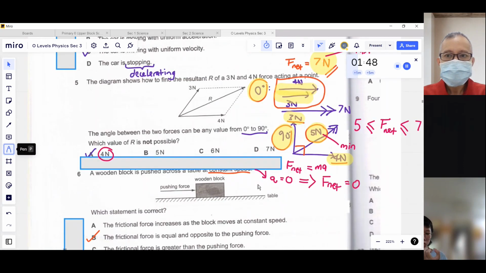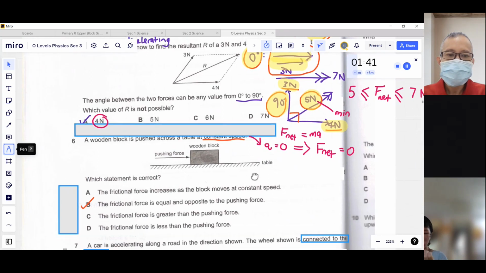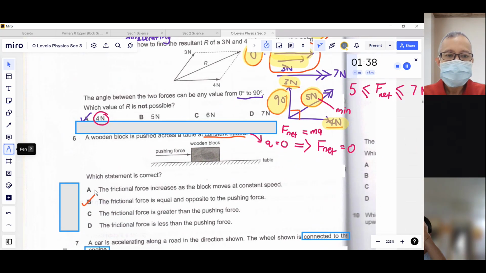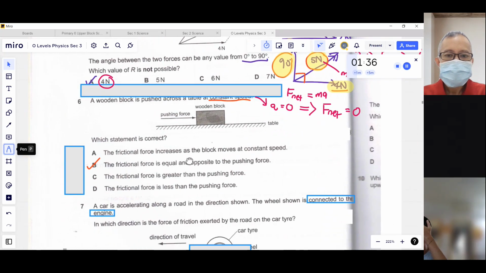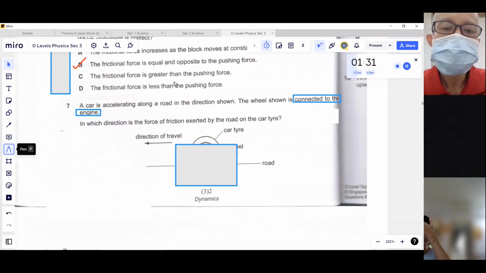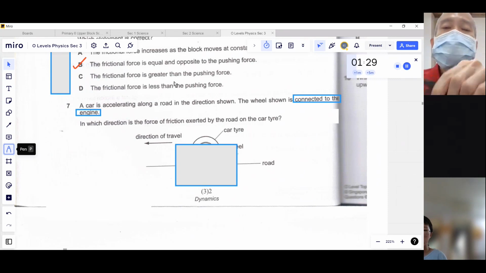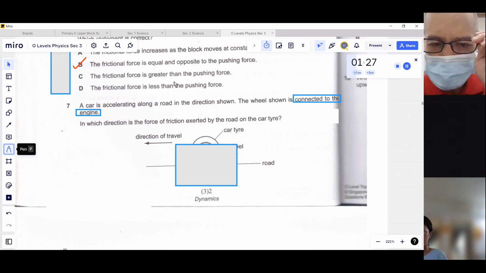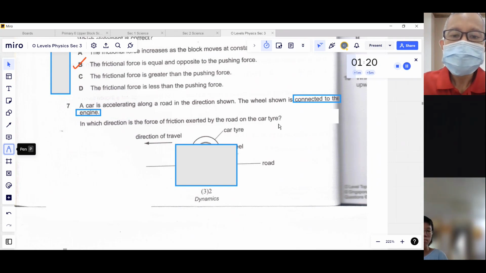Now let's go on. Okay, number 6. Yep, we have done it just now. Answer is E. Okay, guys, I want you to pay attention to 7 because 7 is a difficult one. It's a bit counterintuitive, but try to follow. In which direction is the force of friction exerted by the road on the tire? This one I need to ask Jing Qian. Jing Qian, number 7.